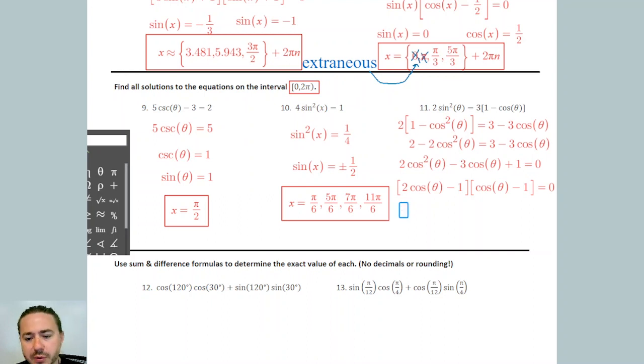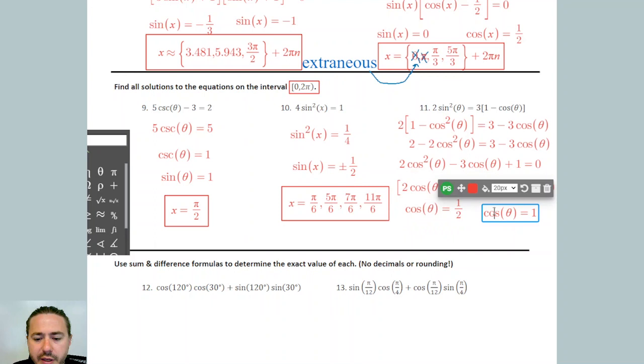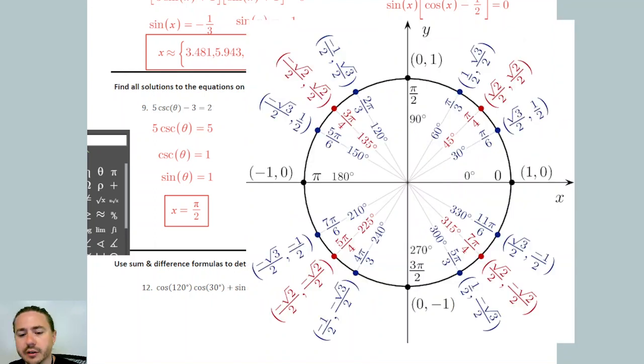Now we will split this up and set each factor equal to 0. So I'm going to have cosine of theta equals 1/2, or cosine of theta equals 1. So I'll be looking around the unit circle, and I don't have to do the plus 2 pi n here. I just want to find anywhere on the unit circle where cosine is either 1/2 or 1. And so it looks like that's going to be at pi over 3, 5 pi over 3, and 0.